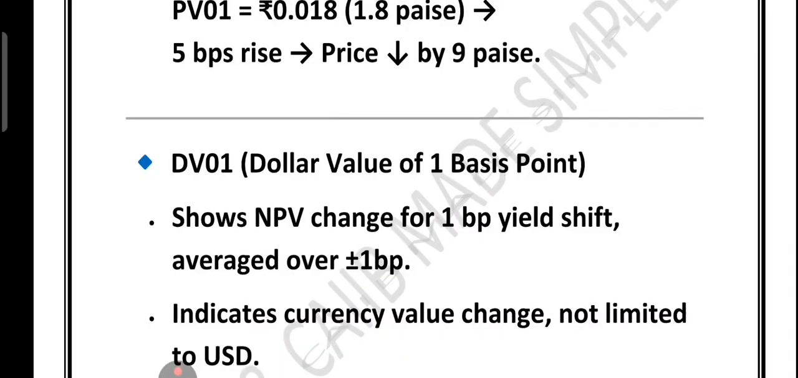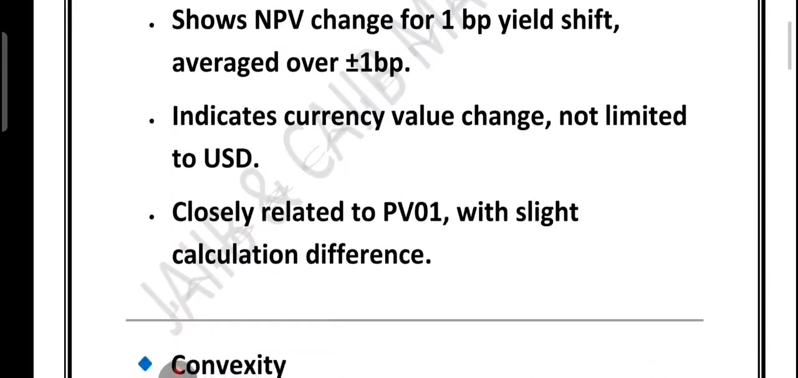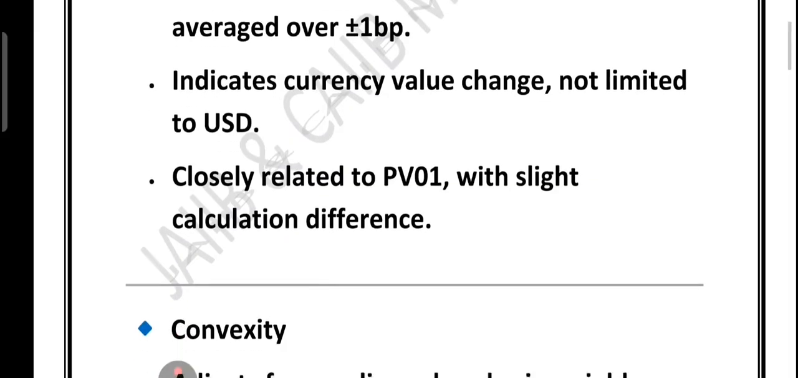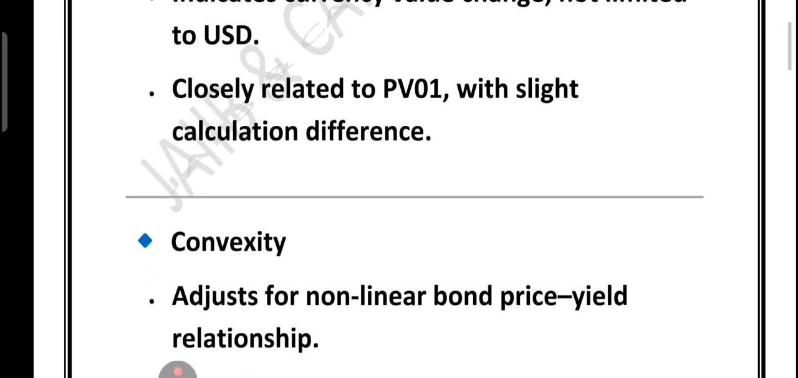What is the meaning of DV01? DV01 means the dollar value of 1 basis point. So it shows that, suppose yield gets shifted by 1 basis point. Whenever I say shift, it means it can increase or it can decrease. That is the meaning of shift. So let's suppose that yield gets shifted by 1 basis point. How much will the NPV change? What is NPV? Net present value will change. Right? So it indicates the currency value change, and it is not limited to dollar, and DV01 is closely related to PV01 with a slight calculation difference.